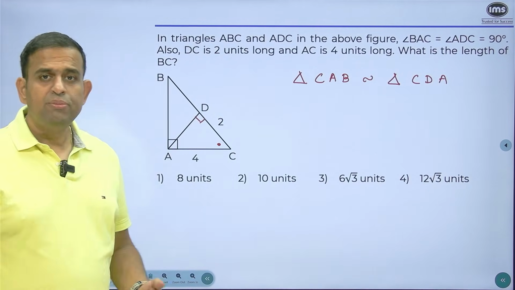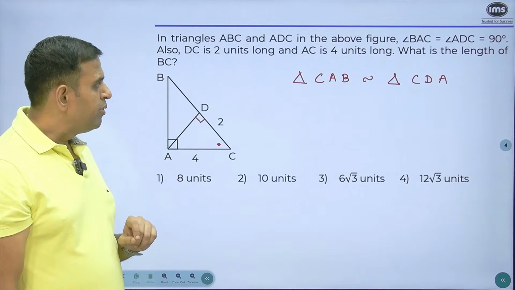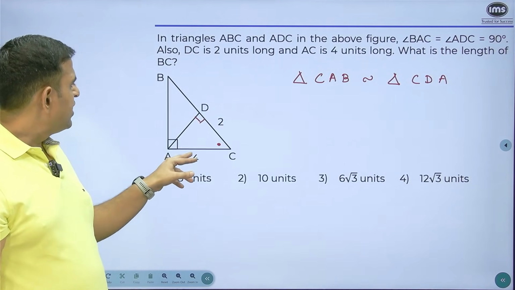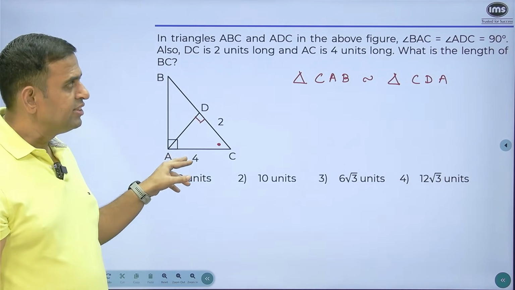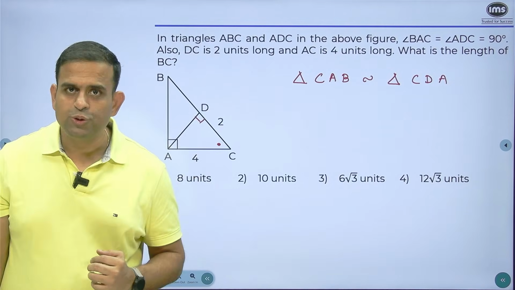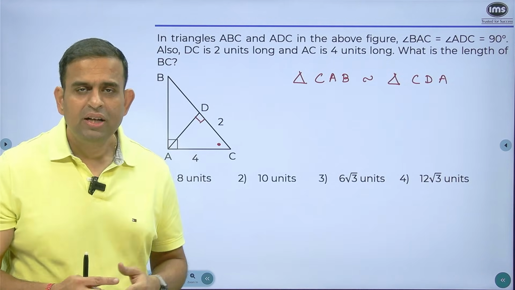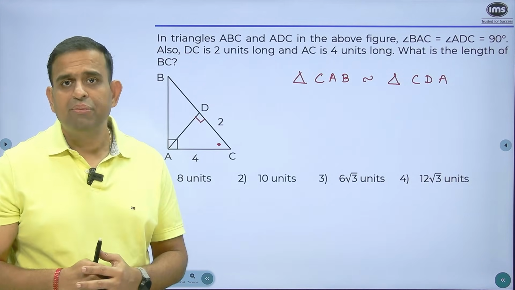These two triangles are similar with the help of the angle test, because angle C is common to both of them, and in triangle CAB, angle A is 90 degrees and angle ADC is also equal to 90 degrees. And what do we know? In case two triangles are similar, then their sides are going to be in the same ratio.